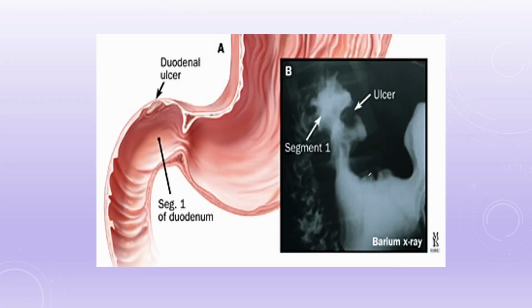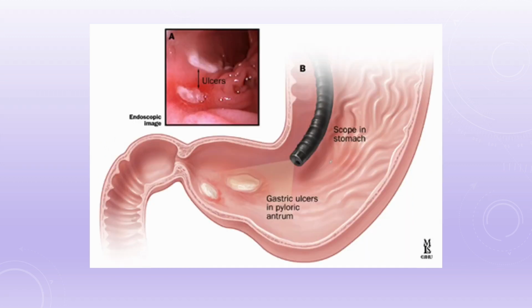Here's another barium x-ray with a duodenal ulcer. You can actually see it there. And some other ulcers on endoscopy that you can see. That's kind of what they look like.